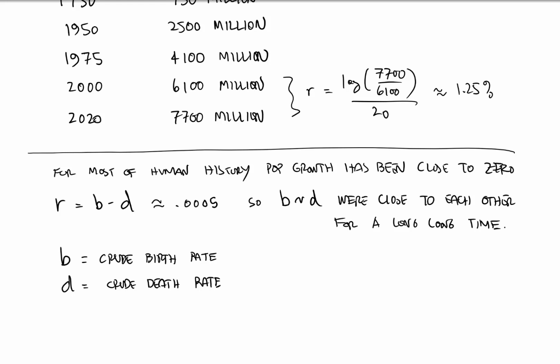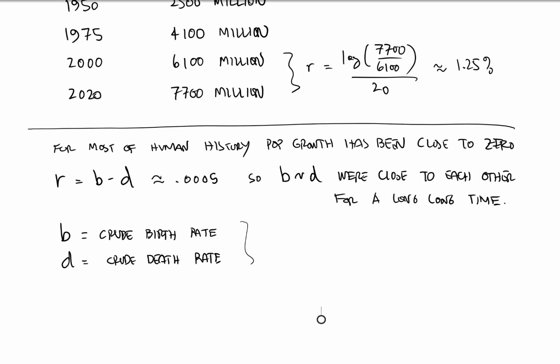And now I'm going to tell you something which is in general true. If we have something which is a rate, and both of these things are rates, the reciprocal of a rate is the average interval between events.